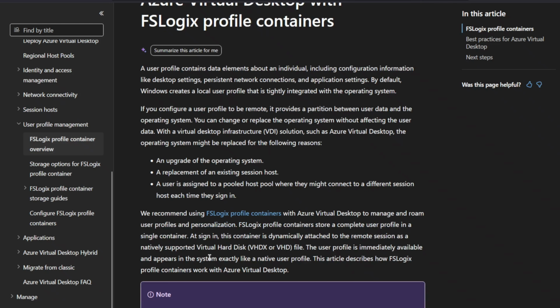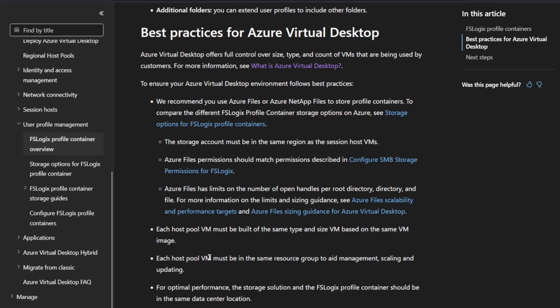So once teams focus on compute, the next blind spot is usually user profile storage. Microsoft recommends using FSLogix profile containers with AVD to manage and roam user profiles and personalization. They also explain that a profile container stores the complete user profile in a single VHDX or VHD file. And at sign-in, that container is dynamically attached so the profile appears to the operating system like a native local profile would, essentially.